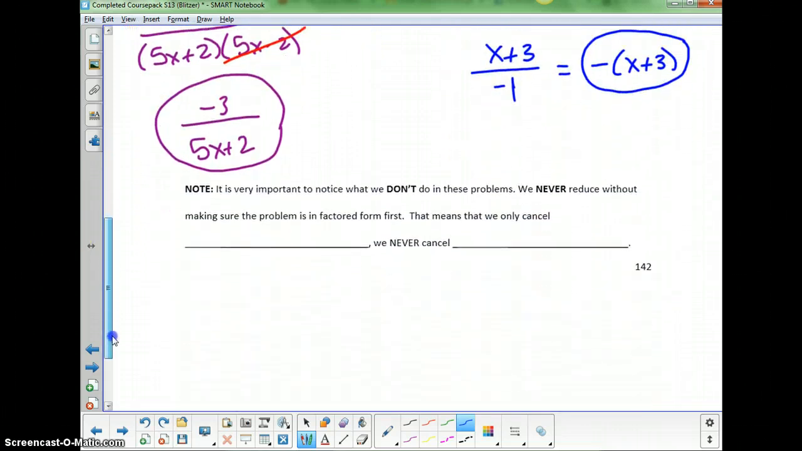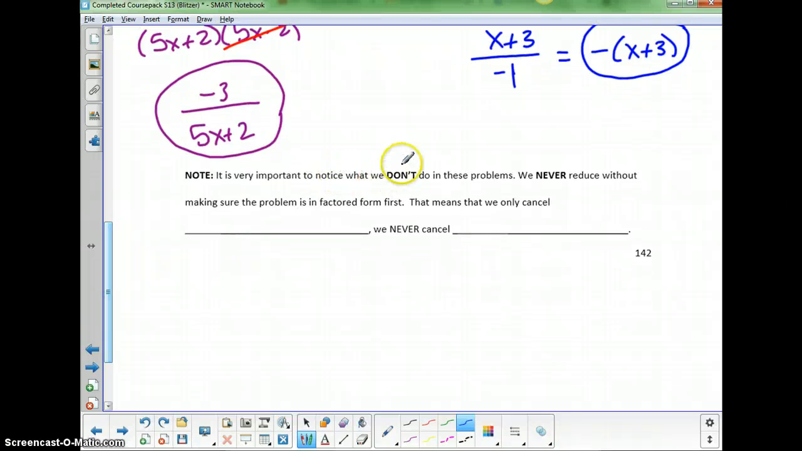Alright, at the bottom of this page, you've got a note. It's very important to notice what we don't do in these problems. We never reduce without making sure the problem is factored first, and that means that we only cancel factors, never the terms.